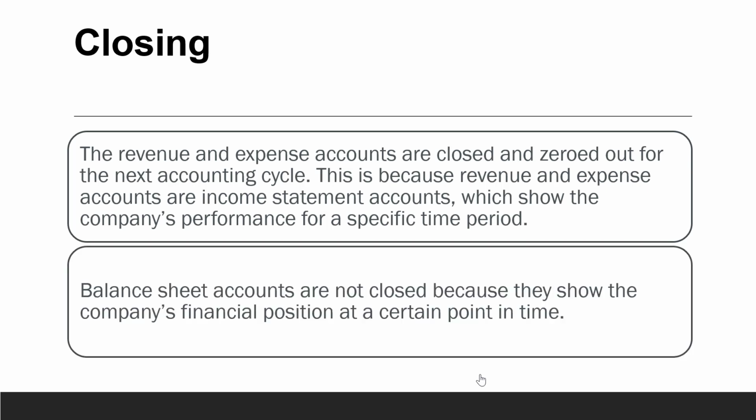Nika, can you read this? What is closing? Yes, sir. The revenue and the expense accounts are closed and zeroed out for the next accounting cycle. This is because revenue and expense accounts are income statement accounts which show the company's performance for a specific time period. Balance sheet accounts are not closed because they show the company's financial position at a certain point in time.